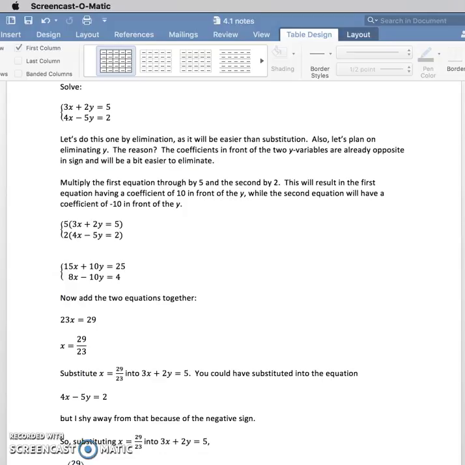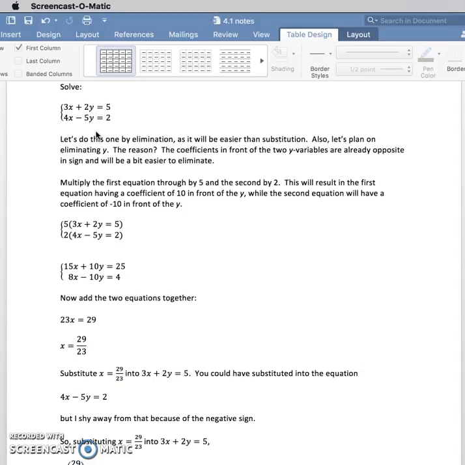Hi everyone. In this problem we're going to solve another system of equations in two variables. This particular one is 3x plus 2y equals 5 and 4x minus 5y equals 2. Let's do this one using elimination. It's going to be easier than substitution.